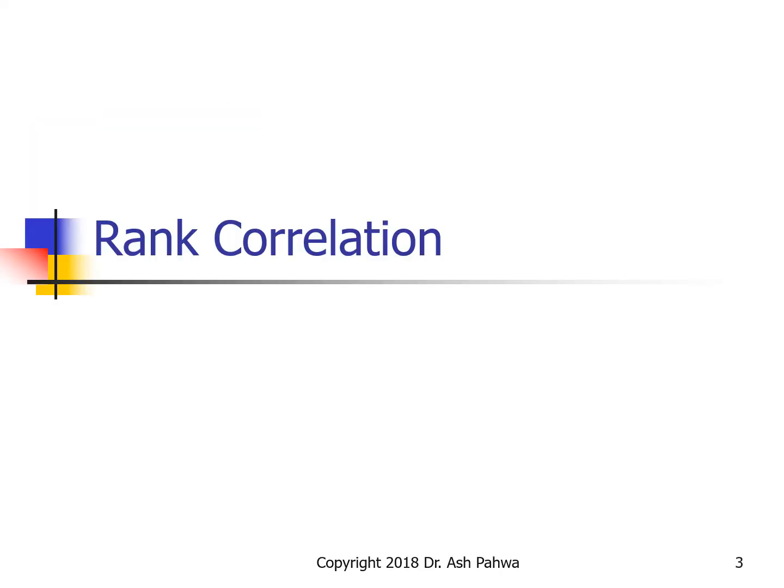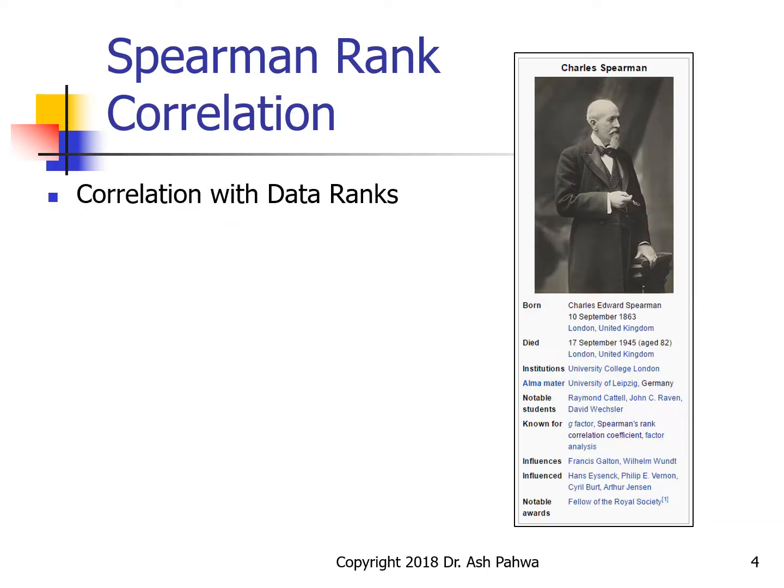So now let us start with the rank correlation. As you would recall, in the previous lesson we covered the Pearson's correlation. Rank correlation is different from Pearson's correlation. In rank correlation, we compute the correlation between the rank of numbers. Rank correlation or Spearman correlation was invented by Charles Spearman almost 100 years back. So just to honor him, we also call this Spearman correlation instead of rank correlation.